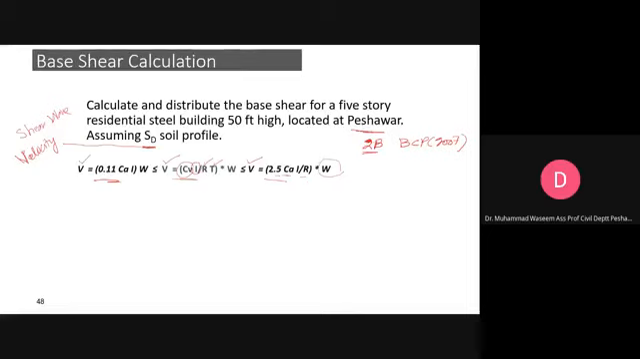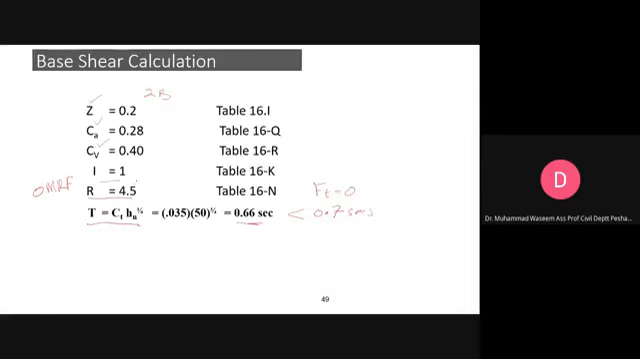Now we have an example. You have to calculate and distribute the base shear for a 5-story residential steel building, which is 50 feet high, and it is located in Peshawar, and Peshawar is located in zone 2B. In zone 2B, the PGA value ranges from 0.16 to 0.24 g. You can calculate the base shear using this formulation, and you should also calculate the minimum value. You have to check that it is less than the maximum value and greater than the minimum value.